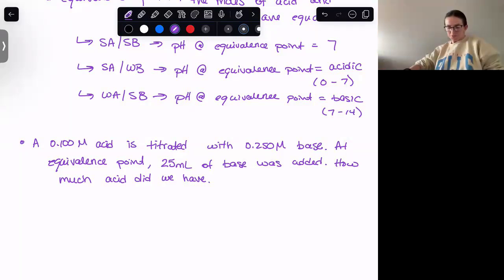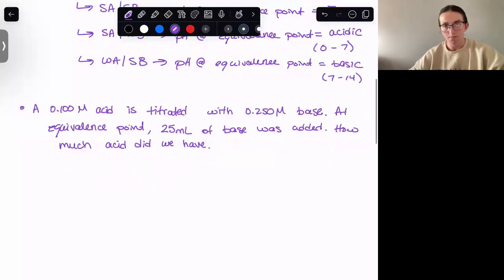Ready? Sorry about that. Okay, so for this question, we said a 0.1 molar acid is titrated with 0.25 molar base. At equivalence, 25 mL of base was added. How much acid did we have? Right, so we want to look for that initial volume of acid that we started with. Does anyone have an idea of how we would start this question? What do we know about concentration? What do we know about volume? What can we solve from there?